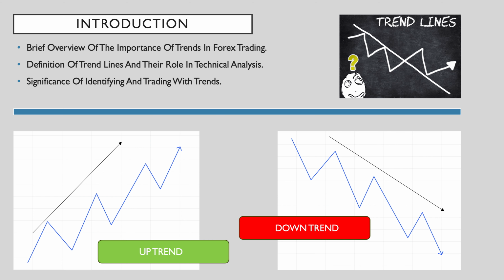So, what is a trend line? Trend lines are basically a graphical representation on a price chart connecting consecutive lows in an uptrend or highs in a downtrend.